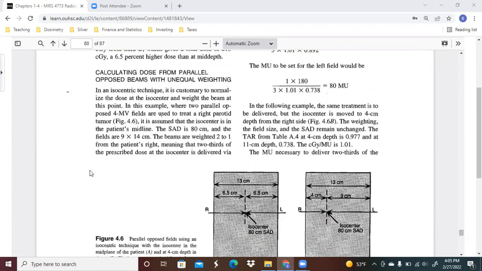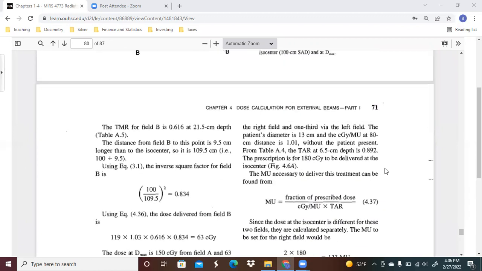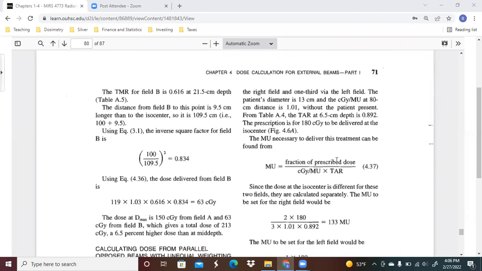In this example, two parallel opposed 4 MV beams are used to treat a right parotid tumor, which you don't normally see now. It is assumed that the isocenter is in the patient's midline. The SAD is 80 cm and the fields are 9 by 14. The beams are weighted 2 to 1 from the patient's right, meaning that 2/3 of the prescribed dose at the isocenter is delivered via the right field and 1/3 on the left.